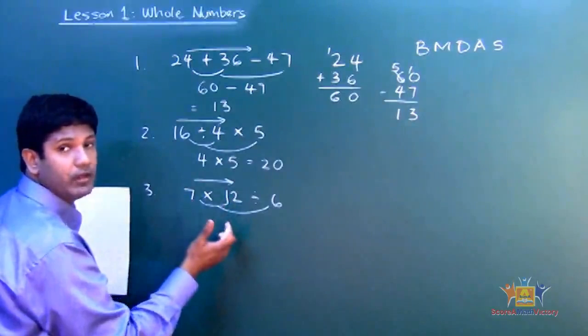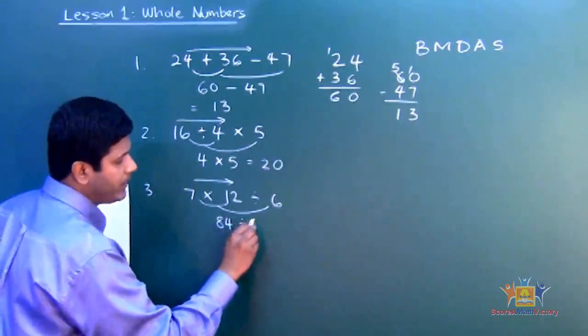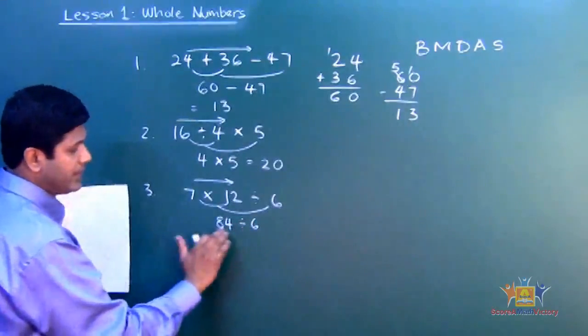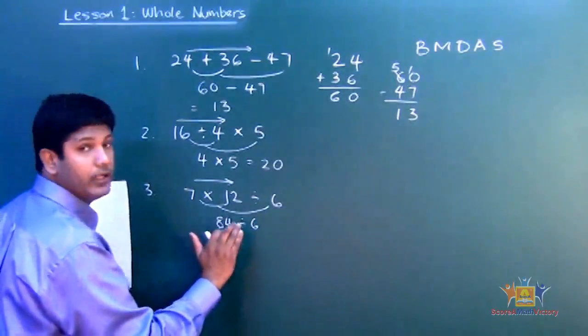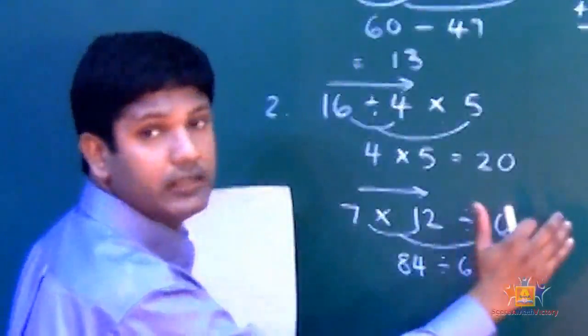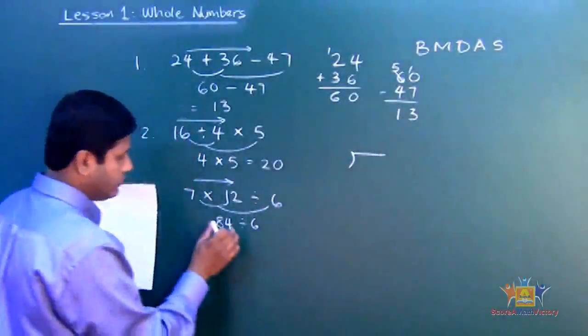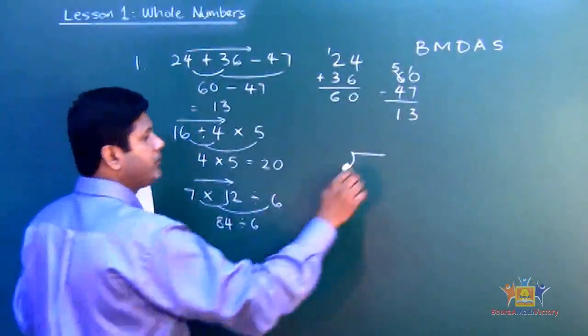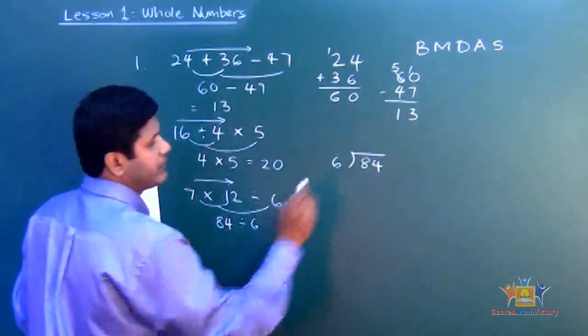Okay, so 7 times 12, now that's in our timetable. What is 7 times 12? 84. Okay, so 84 divided by 6. Now this is outside our timetable range, because 84 is outside the timetable range for 6. So when I say long division method, what method do we use? The cage approach. Okay, the cage approach. So 84 goes inside the cage, and 6 goes outside the cage.